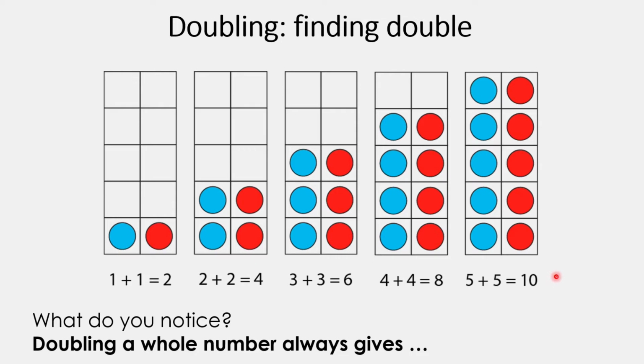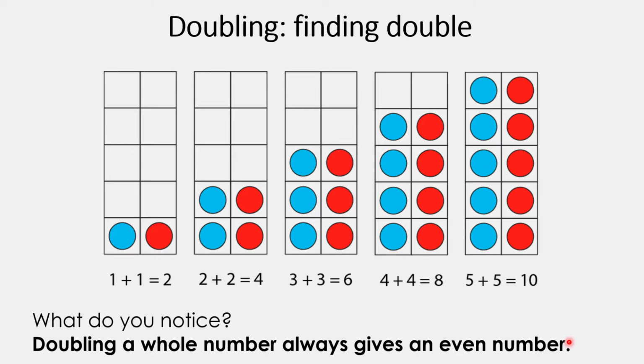Doubling a whole number always gives what? How could you complete that sentence? If you need more time to think about it and look at the examples and compare and think about what's the same each time, maybe what's different, then do pause to give yourself time to come up with an answer, because I'm going to give you my answer here. Doubling a whole number always gives an even number, doesn't it? Did you spot that? Well done if you did.